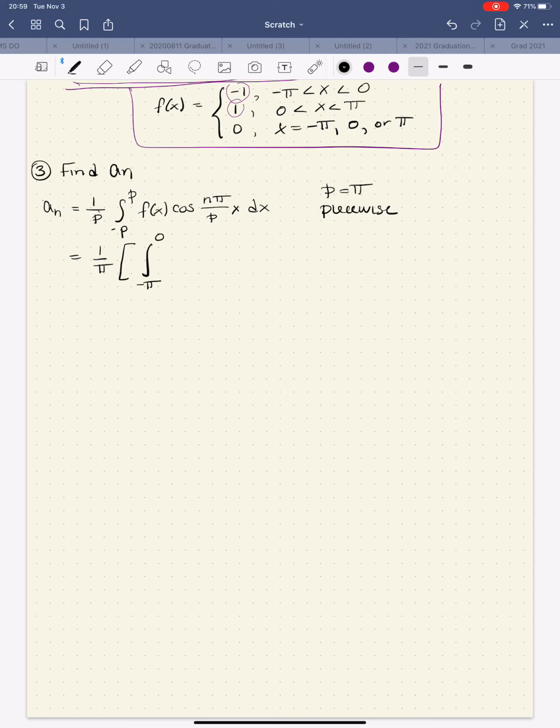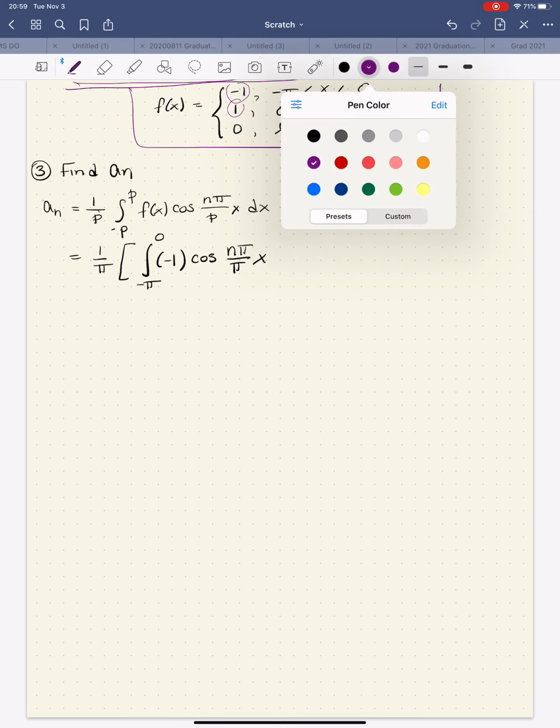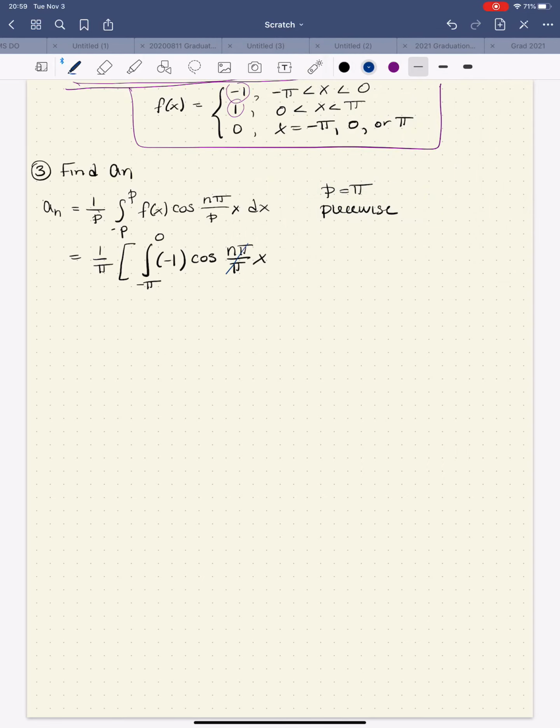So our first integral from negative pi to pi, again, f of x is equal to -1. But now we have to contend with this cosine term. And notice what happens with the argument of cosine. So we have cosine of n pi over p times x. Well, p is equal to pi. So n pi over pi x. And you can see what's going to end up happening here is the pi's are going to cancel. And you'll end up with cosine of nx. But I'll keep going here.